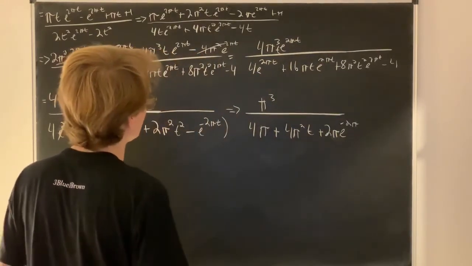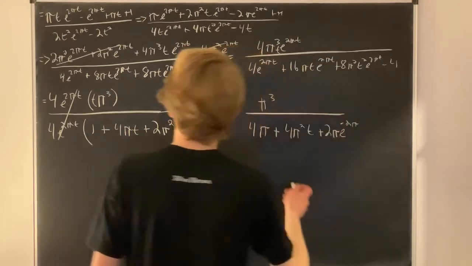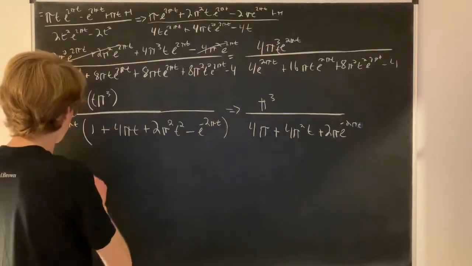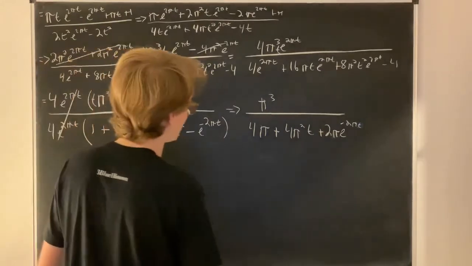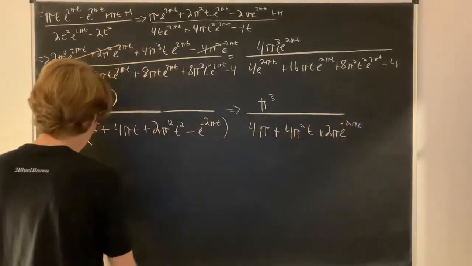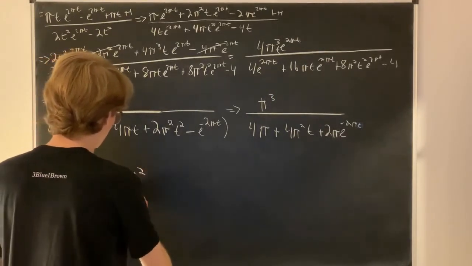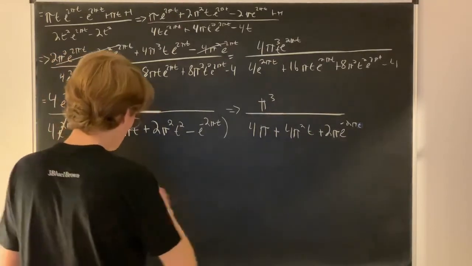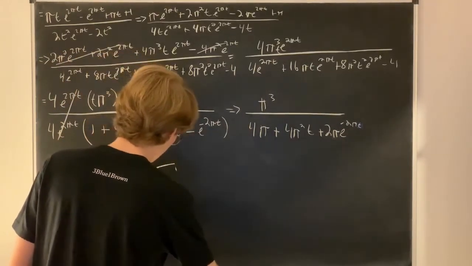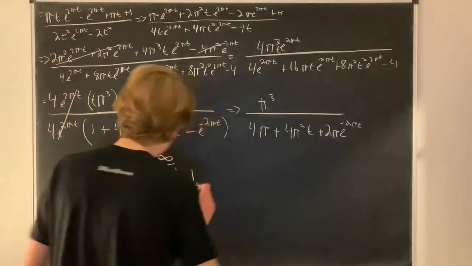Now, if we evaluate this at t equals 0, this is going to give us pi cubed over 4 pi. That goes to 0. That gives us 2 pi. And voila, pi squared over 6. And if you remember, because this was at t equals 0, that's the infinite sum, for n equals 1 to n equals infinity, of 1 over n squared.